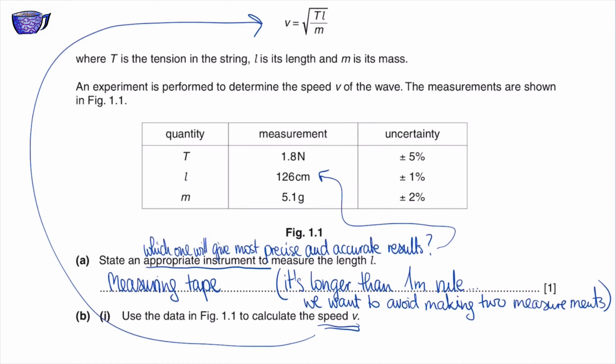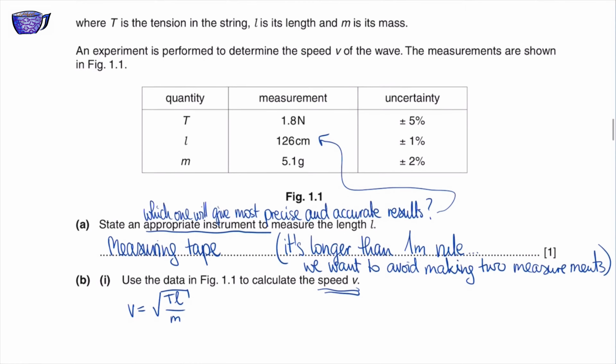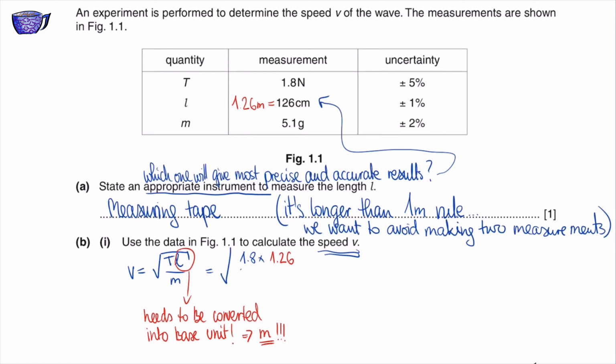Part B. Use the data in figure 1.1 to calculate the speed v. Now, the equation is already above, so don't use any other equations for speed v. You were already given the thing that you are meant to work with. Popping everything into the equation, just remember to convert all of the measurements from derived units into base units. This means length will need to be converted into meters from centimeters, and grams will have to be converted into kilograms, which gives you the answer of 444.7 meters per second.